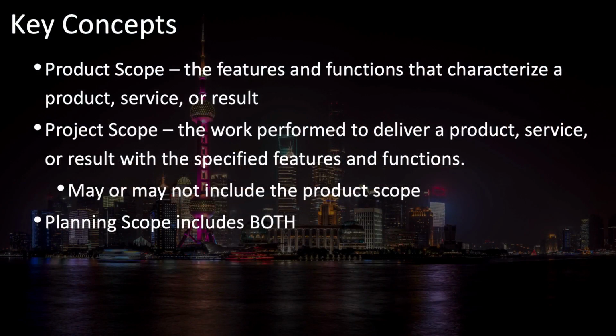There are some key concepts about scope planning that we should cover first. They are that the product scope includes the features and functions that characterize a product, service, or result. But the project scope is the work performed to deliver a product, service, or result with those specified features and functions. The project scope may or may not include the product scope. Sometimes it does, and sometimes it doesn't. Generally, you can tell from context, but most of the time, the project scope will include both.